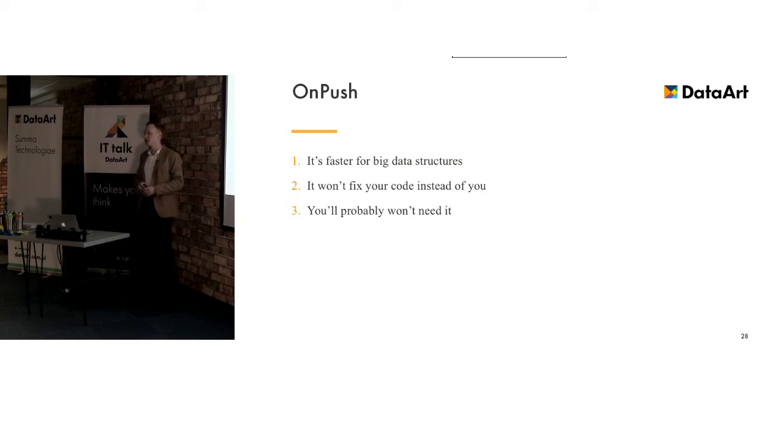In code, you've seen how we can update the entire object. I redefined it: I updated a key and created a new object with this key instead of modifying the old one. So that's what we need, and we can use it with on-push. It's faster for big data structures, and it's really useful with big grids.